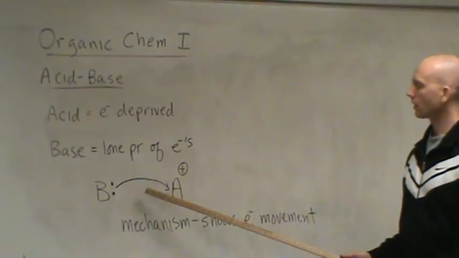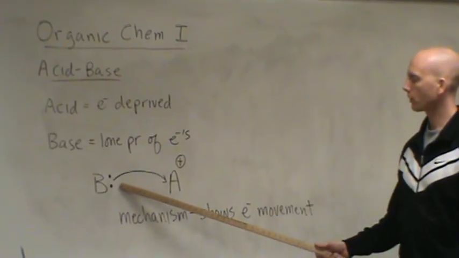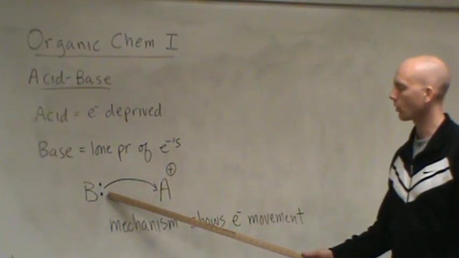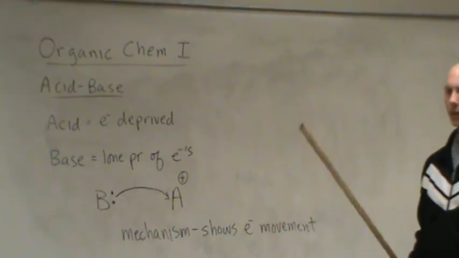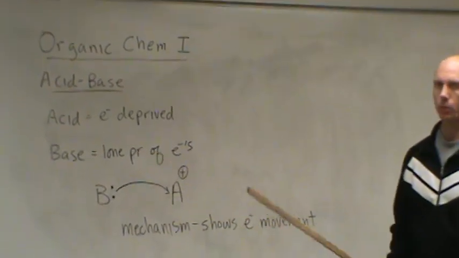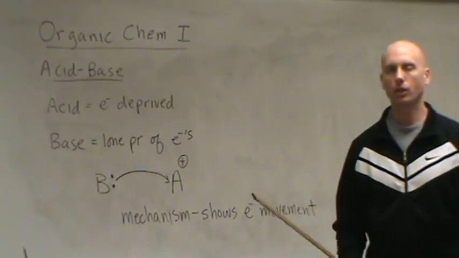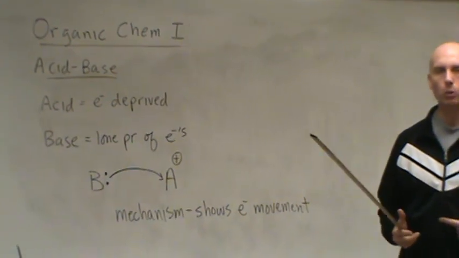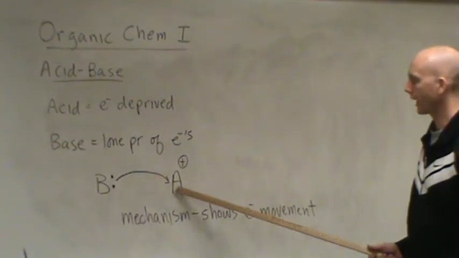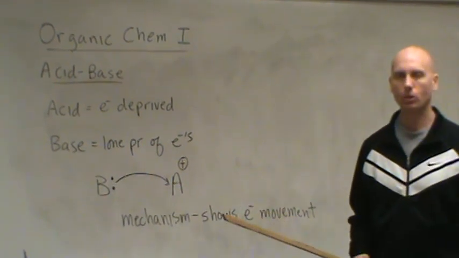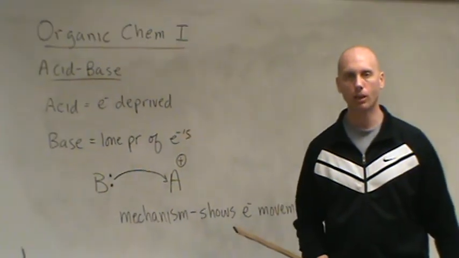Okay? So make a note of it. When I show the mechanism, the arrow always starts at the base and goes toward the acid. It doesn't go the other way. Okay? You can think of it like the base is the quarterback in a football game. He has the football. And the acid is the receiver wanting to receive the football.